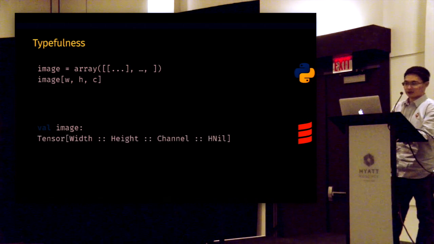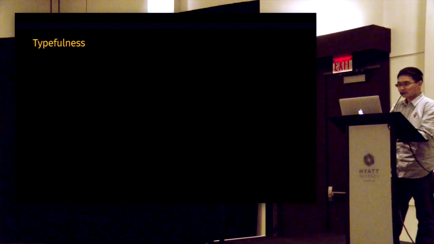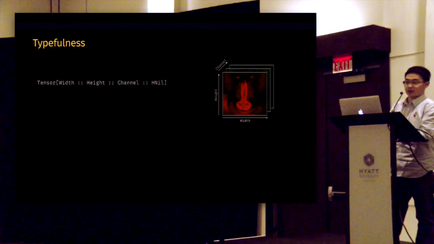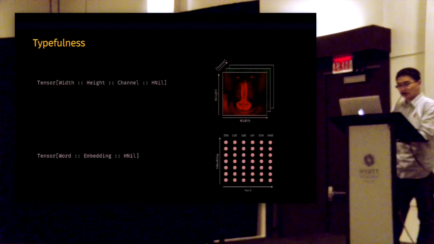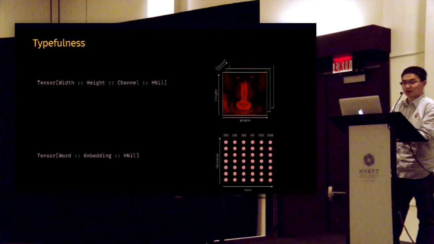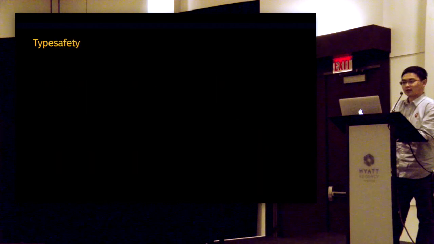An image would be a tensor of width, height, channel, and H-nil. So at compile time, we have every information we need. So this would be encoded as tensor width, height, channel, nil. This would be word embedding nil. So first, the programmers are relieved of having to remember all these axes in their mind.